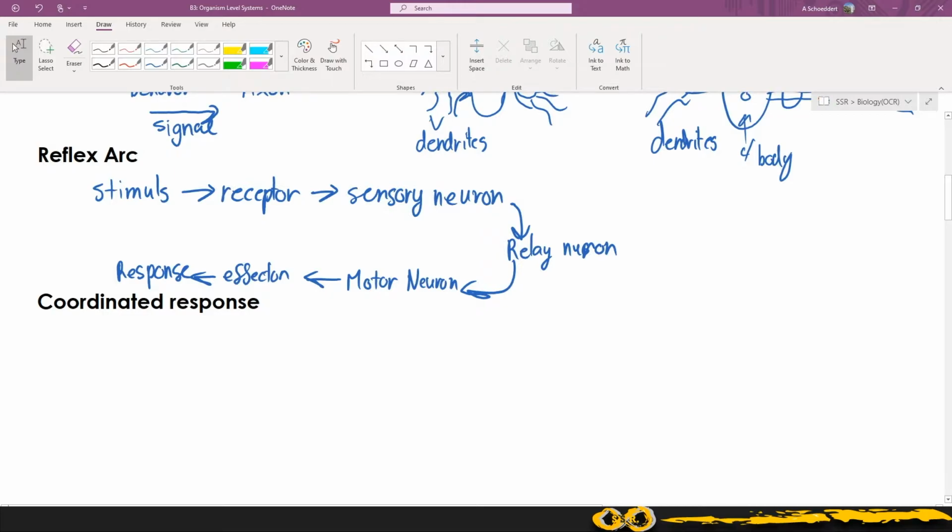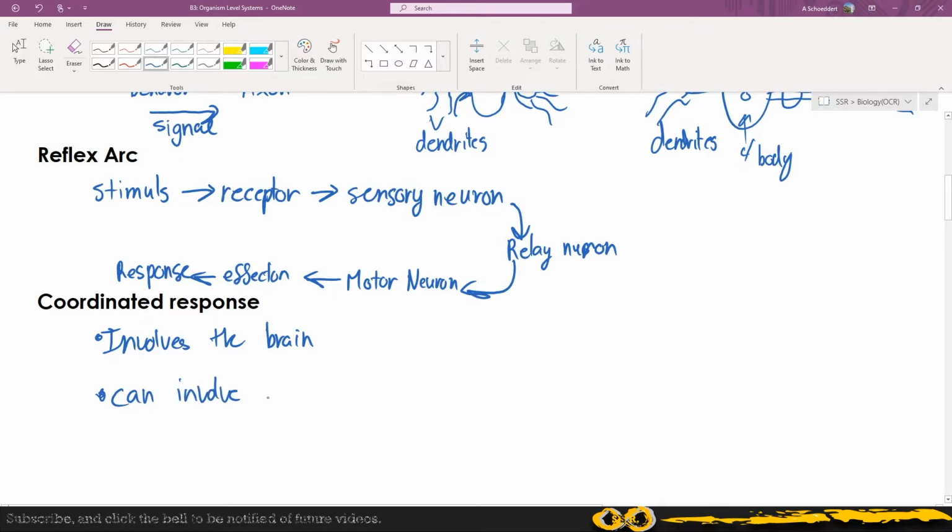But this response isn't coordinated. A coordinated response involves the brain, and it can involve many different effectors responding. And it is something that needs to be learned.